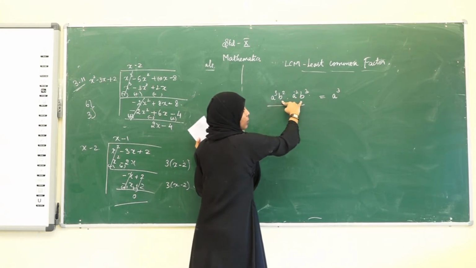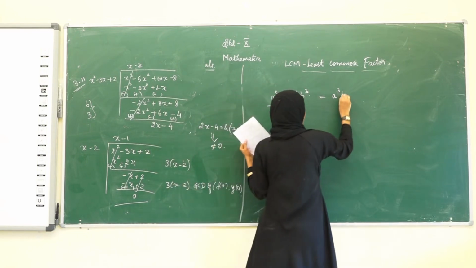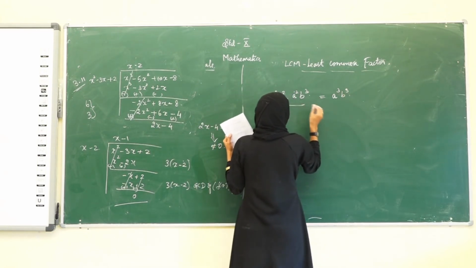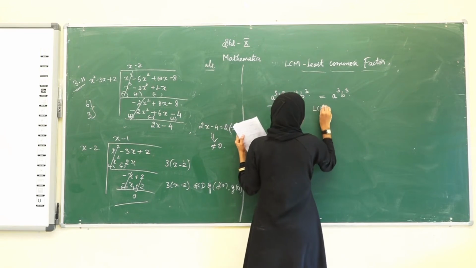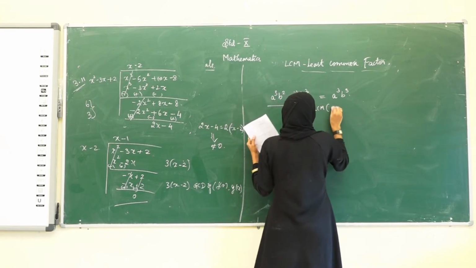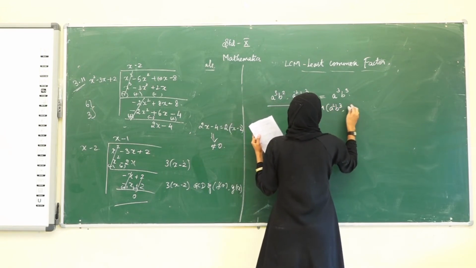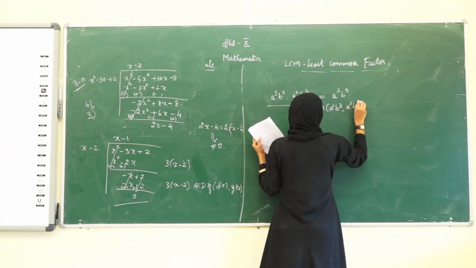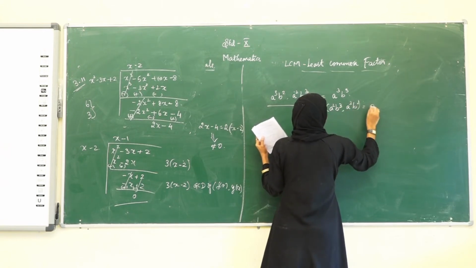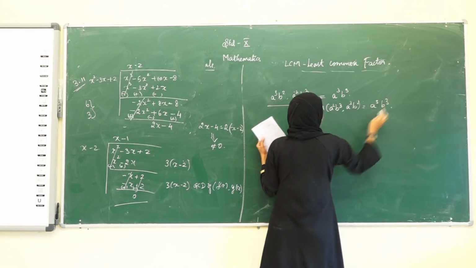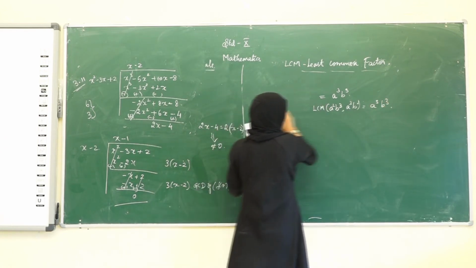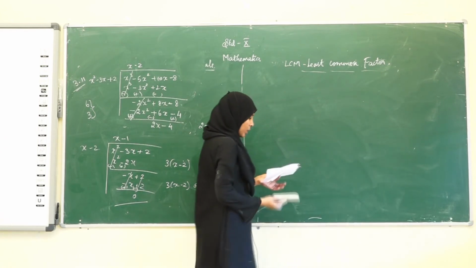When we take the LCM for these two terms, what we get is b cube, the LCM of the b term alone. Therefore, the LCM of a square b cube and a cube b square is equal to a cube b cube. This is how we are going to find the LCM, right?